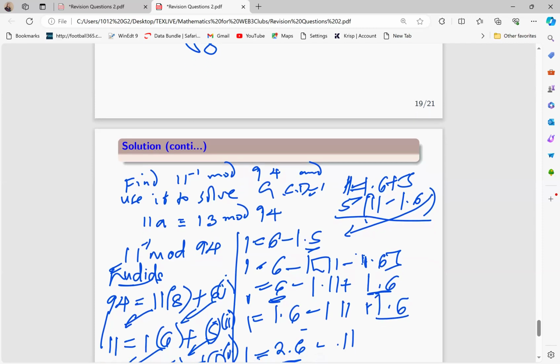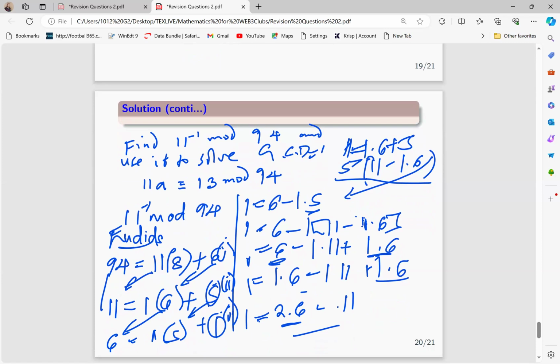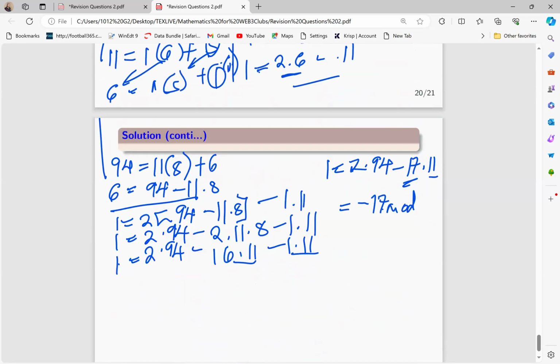Find the inverse. We found the inverse of 11 over 94. Now solve it. We found the inverse is negative 17 mod 94. Now I want a positive number, so we will find the additive inverse. 94 plus negative 17 gives you 94 minus 17, which is 77. Yeah. Okay.